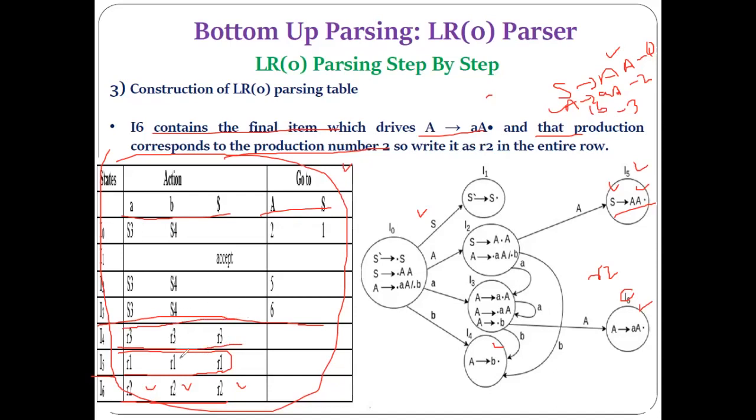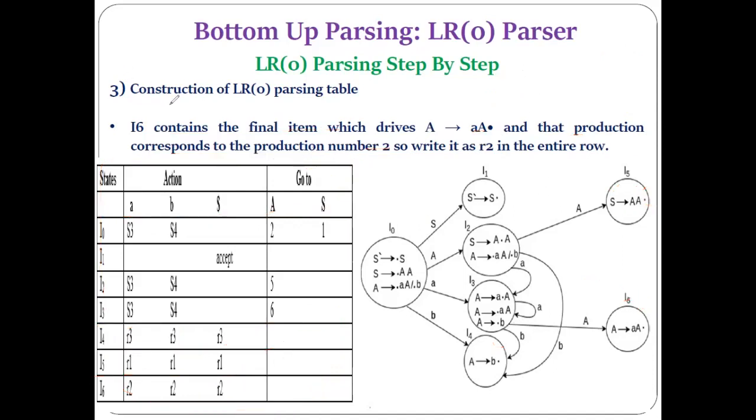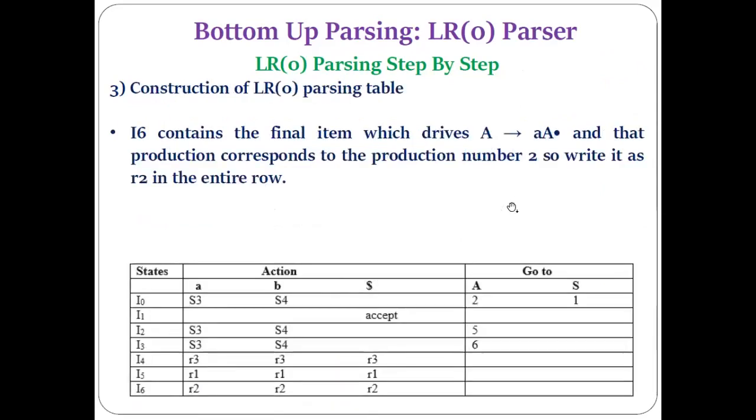For the entire row you have to make the reduction entries. That is one of the disadvantages of the LR0 parser: you have to make the reduction entries for the entire rows, for all the terminal symbols which are present there. That is our third step, the construction of the LR0 parsing table. In this way you get this LR0 parsing table.